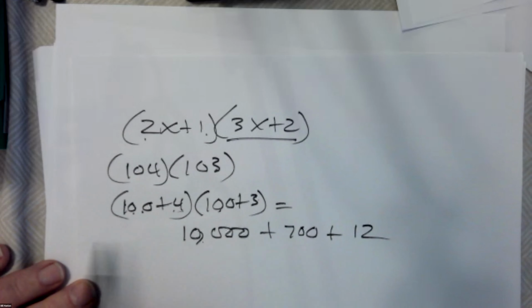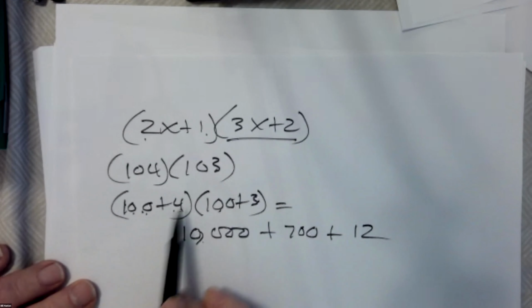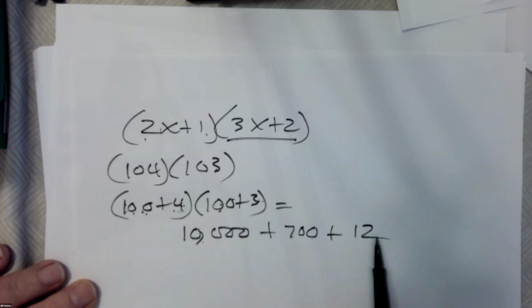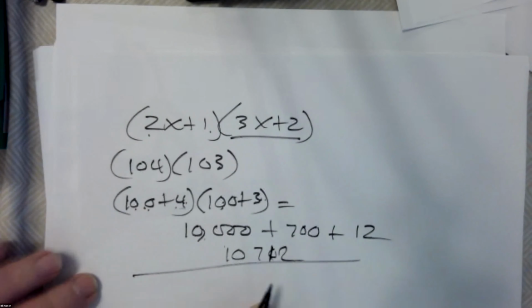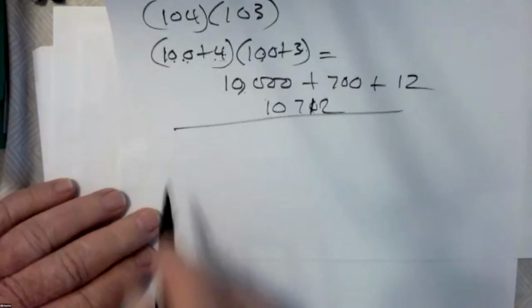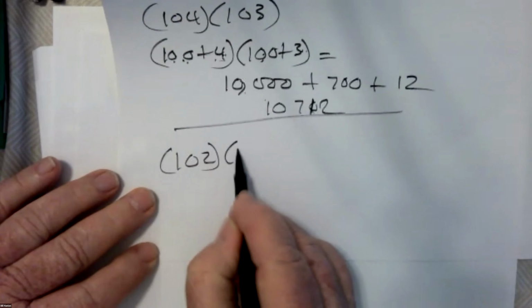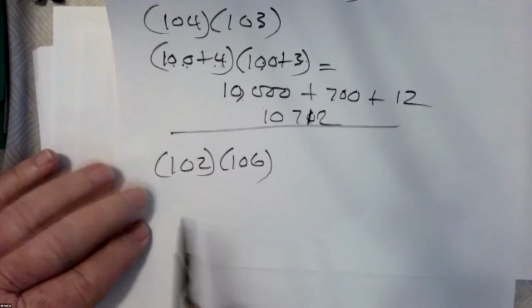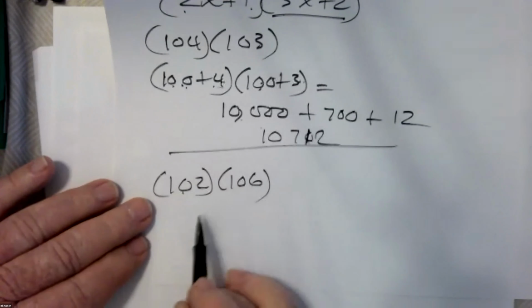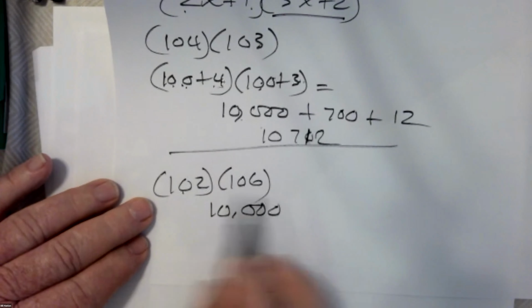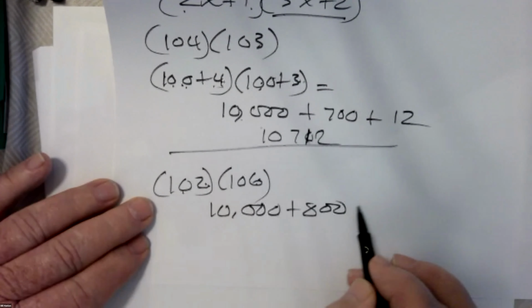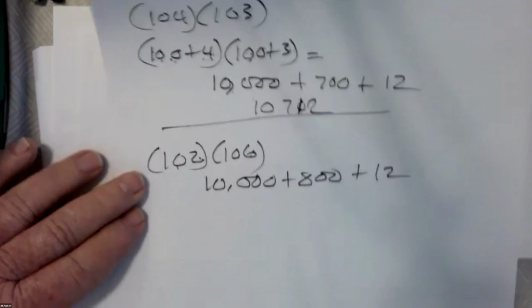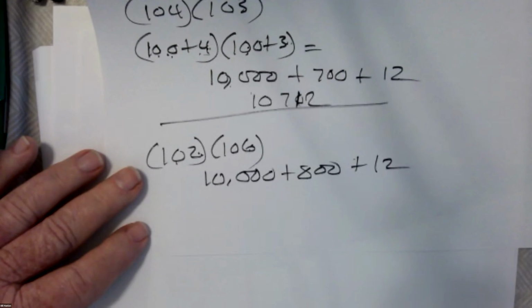So 100 times 100 is 10,000. 100 times 3 is 300. 4 times 100 is 400. 4 times 3 is 12. So 104 times 103 is 10,712. So if I gave you a problem like this, what's 102 times 106? If you saw a few of these develop, you know 100 times 100 is going to be 10,000. I'm going to have 2 plus 6 hundreds, that's 8 hundreds, and 2 times 6 ones, or 12 ones. So that answer is 10,812.